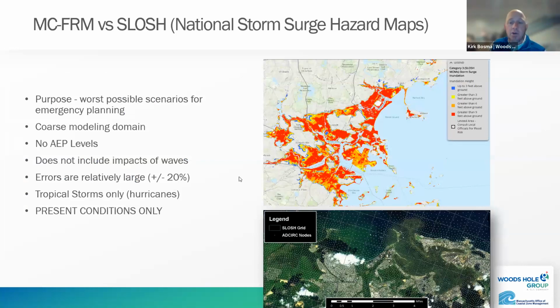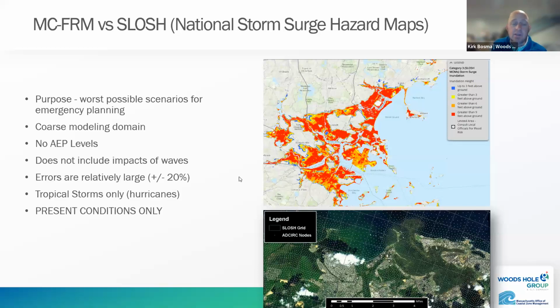And they do run multiple Category 3 hurricanes, but it's in approach lines, not overall risk or probability of risk. So when you're looking at this, you have no idea what a Category 3 hurricane's probability of occurring here might be, right? Is it an AEP of 1%, 0.1%, or 0.001%? So the ability for planning or design purposes is kind of limited. Again, it's just present day. There's nothing in the future here.